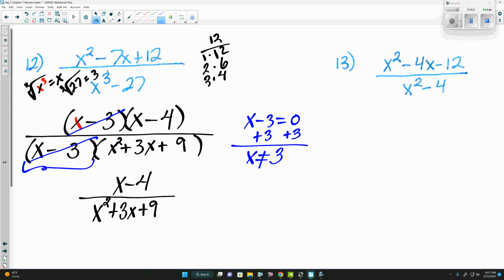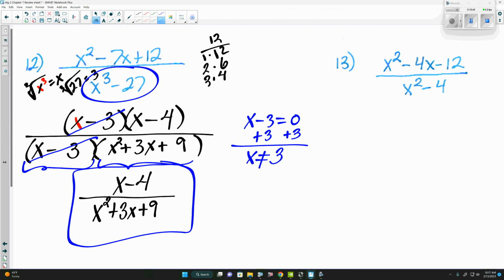The other way that we know this is because this part, this quadratic, came from a difference of perfect cubes. The quadratic of a difference or sum of perfect cubes is never factorable, which means it can't have zeros. There's no way for it to be a 0. So it will never have restrictions.